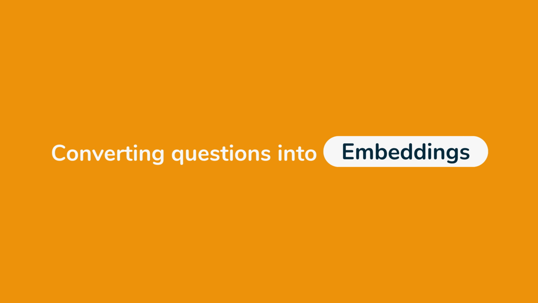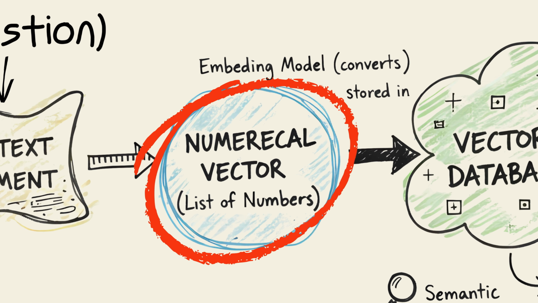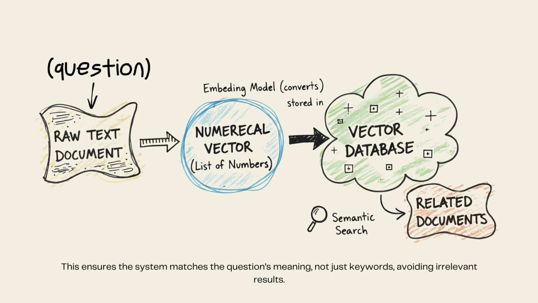Step 1. Converting the question into an embedding. The question is converted into a vector embedding, just like the document chunks earlier. This ensures the system matches the meaning of the question, not just keywords, avoiding irrelevant results.